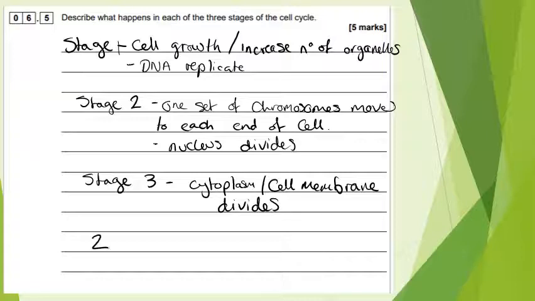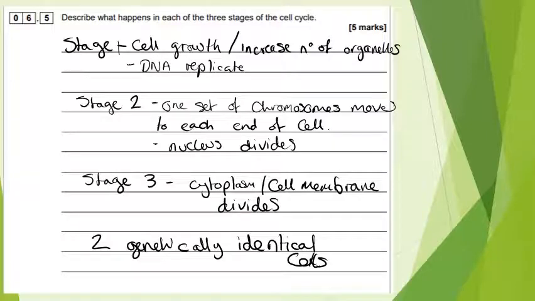And we are left with 2, important you say this, genetically identical cells. Okay, so you can see I've made a number of points there. It might be that for stage 1 all you do is say that cell growth occurs and then you say a lot more detail for the other stages. As long as you have made 5 individual points and you have mentioned what happens at each of the 3 stages, you would have got the 5 marks there.